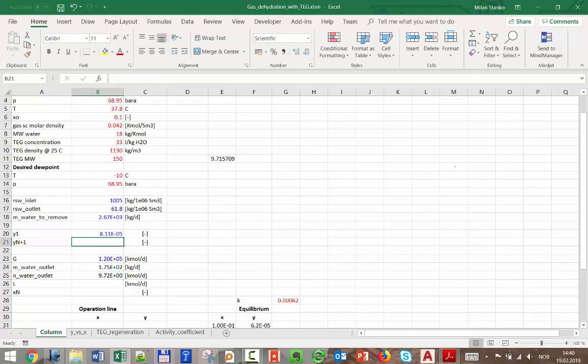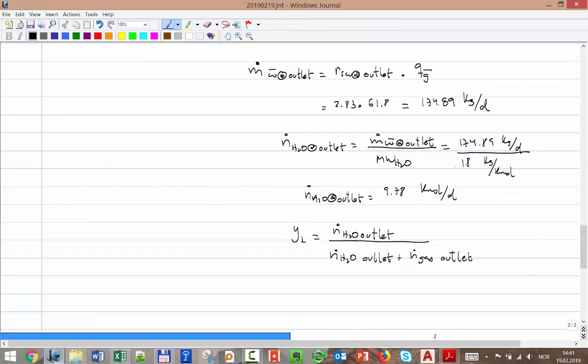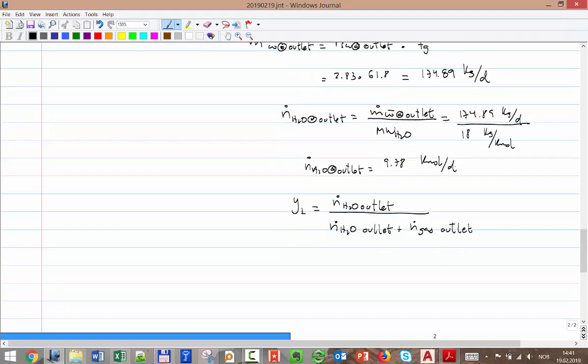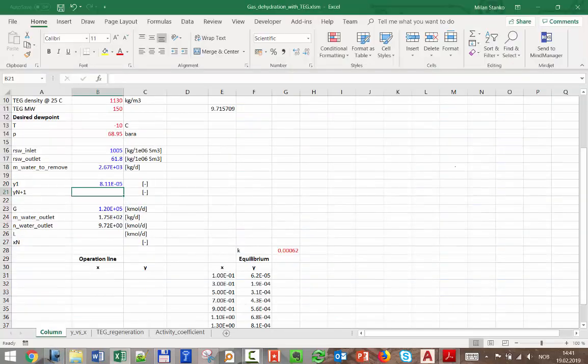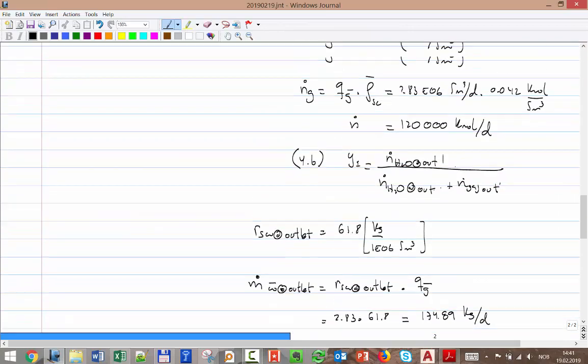A mole fraction of 8 to the minus 5. Very small. Even though it feels like a big number, 61 kilogram, it's per million, so it's very diluted. If you take the whole gas, it's a very small concentration. And that can still give you trouble, this fraction. So now we found Y1, which was 8.11 e to the minus 5. That's a fraction that doesn't have any units. What is the next step? Let's look at the equation. What do we need to find the equilibrium line?